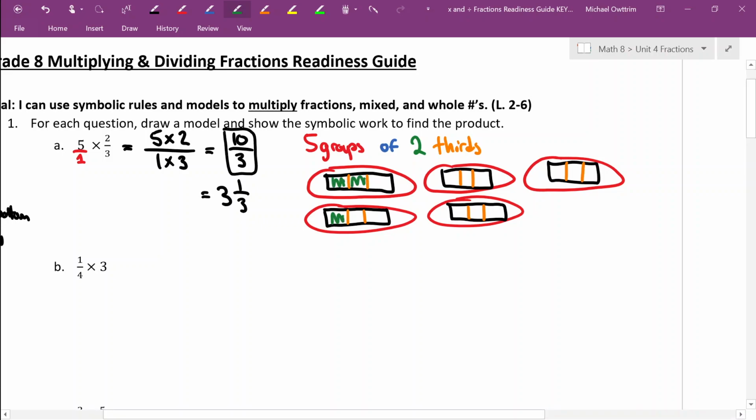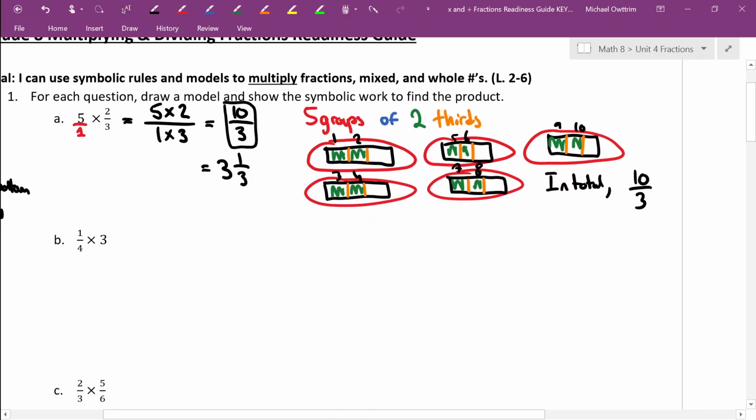1, 2, 1, 2, 1, 2, 1, 2, 1, 2. If I count up how many thirds I have in total, well, I've got 1, 2, 3, 4, 5, 6, 7, 8, 9, 10 thirds in total. So again, in total, there are 10 thirds, which is the same answer we got from our symbolic work.